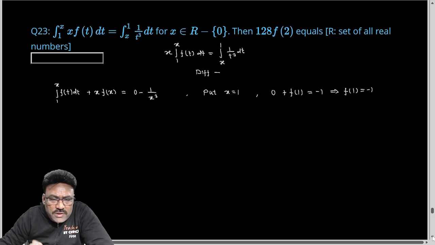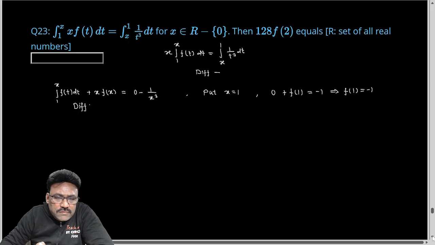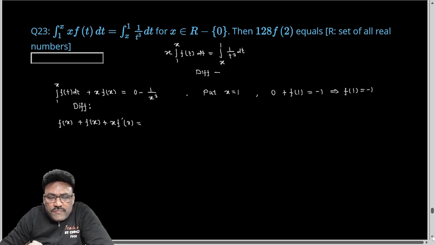And in this equation, let me differentiate it once again. If I differentiate here once again, I'm getting f(x). Here I will be using the product rule: 1 into f(x) plus x into f dash x. And the derivative of 1 by x cube, which is x raised to minus 3, will be 3 by x to the power 4.